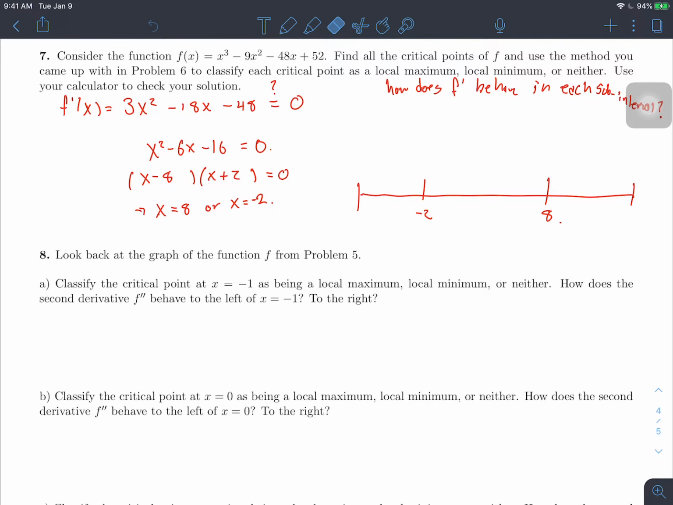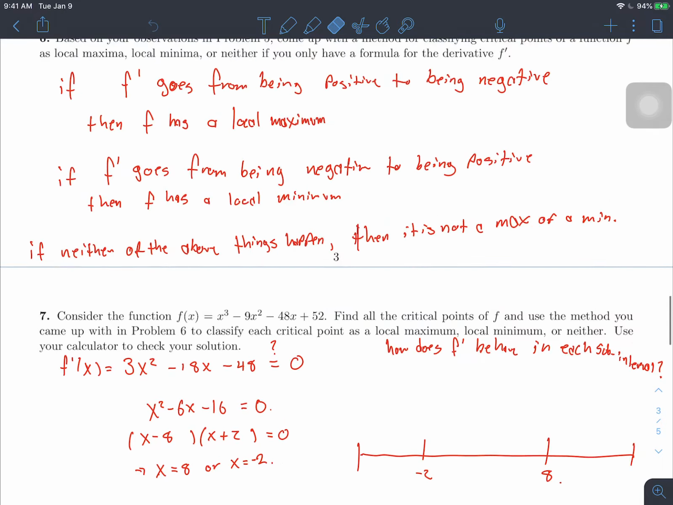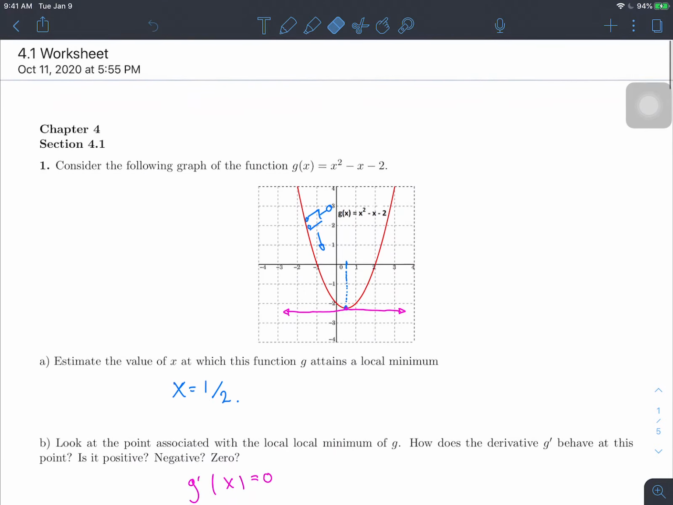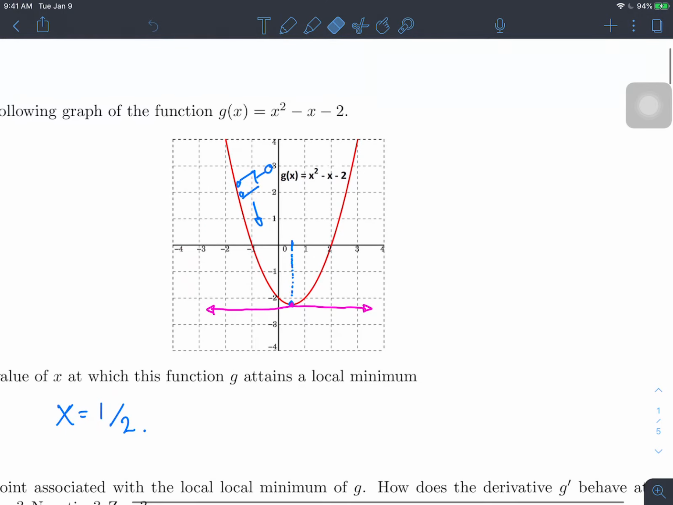Okay, so let me just remind you what we were doing. We started off by trying to come up with a calculus way of finding when a function has a minimum, okay? It's all well and good when you have the graph. You can just look and see, aha, there it is. That's the minimum right there where we hit the bottom, right? But what if you don't have the graph?